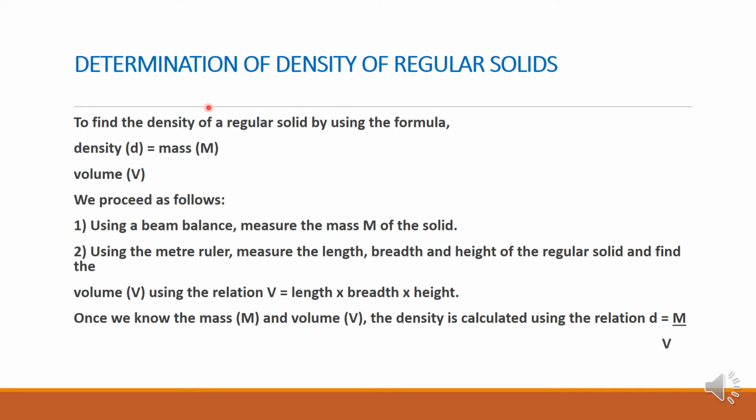Next, determination of density of regular solids. Now we want to find the density of regular solids. You know that mass upon volume is density. So when you want to find the density, you have to find the mass of the solid and the volume of the solid. How do we find the mass of a solid? You can find it by using a beam balance. You can put it on a balance and find out the mass. So using a beam balance, measure the mass m of the solid.